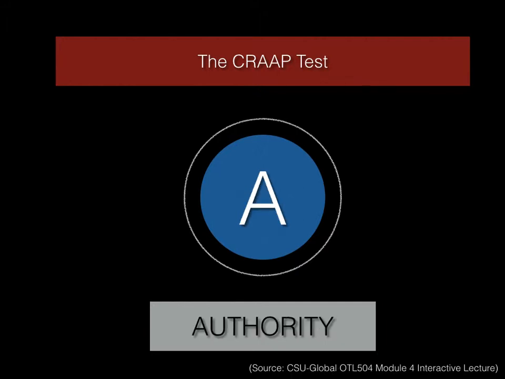The first A in the CRAAP test stands for authority. Authority is a critical part of evaluating a source. Determining authority means determining authorship and discerning whether or not the author has the authority, or credentials, experience, and knowledge base, to write about the given topic. Ways to determine authority include finding an author's name, finding the author's credentials, locating a contact us list, and examining the URL. Is it a .com, a .edu, .gov, .org, or .net?